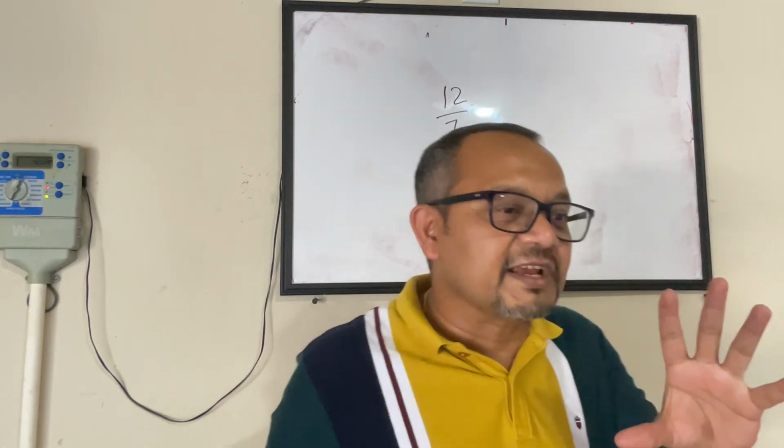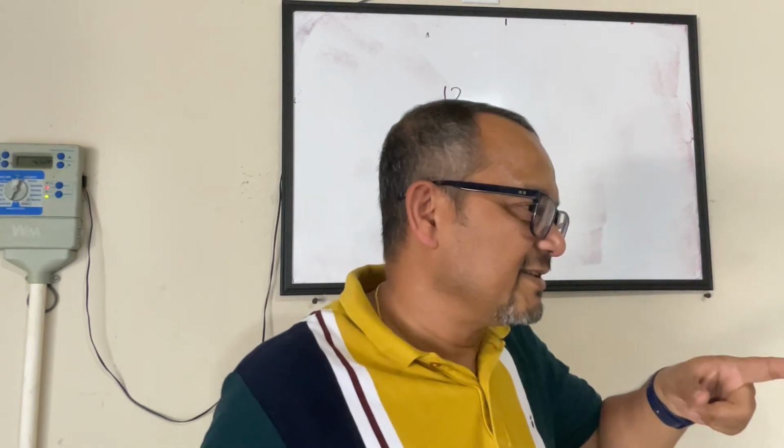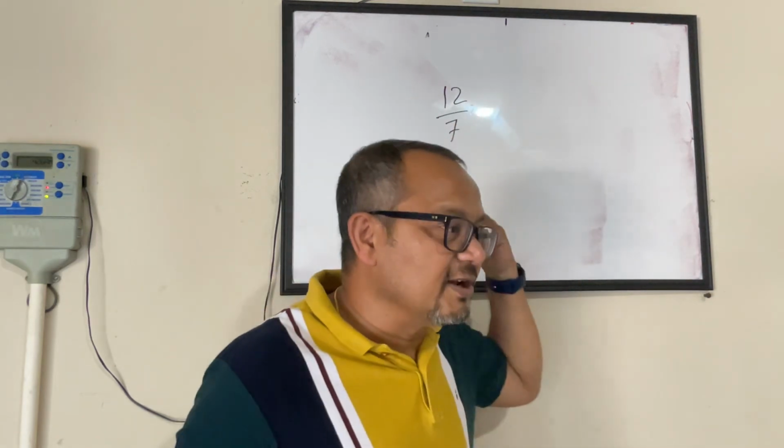I teach this thing in a different way. It's like a chicken and egg. Converting fraction to decimal. You know it? It's like chicken and egg. Decimal is a chicken that lays one egg at a time.